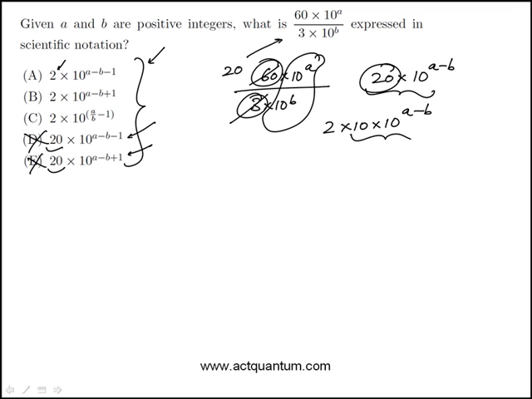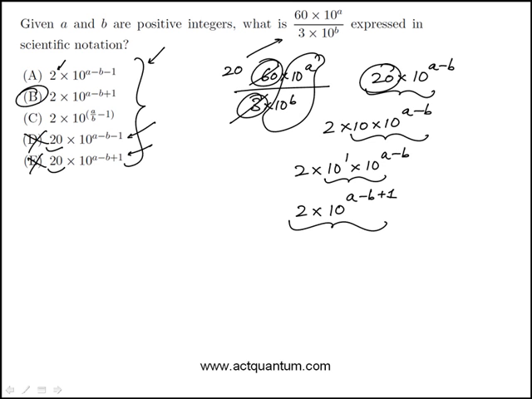And then we have to somehow merge these. Now 10 by itself is the same as 10 to the power of 1. And now we're multiplying two terms with the same base, so we can add the exponents. So this becomes a minus b plus 1. And this is the same as answer choice B. So that's the direct way of doing it.